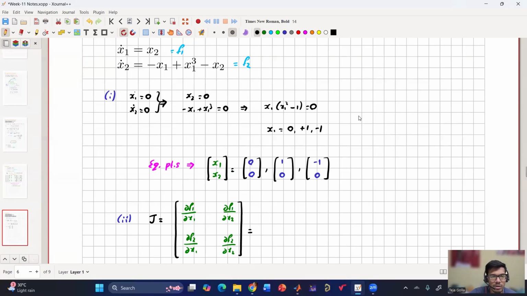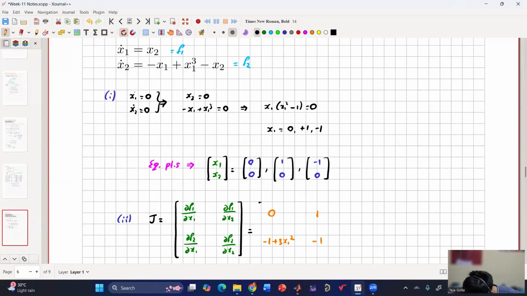Now I have to partially differentiate f1 with respect to x1. Since there is no x1 term, I know that it is going to be 0. Then if I differentiate f1 with respect to x2, I'll get 1. If I differentiate f2 with respect to x1, I'll get minus 1 plus 3x1 square. And if I differentiate with respect to x2, I'll get minus 1.